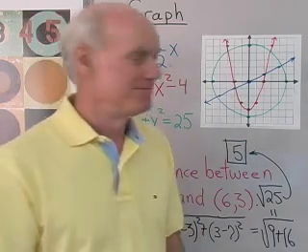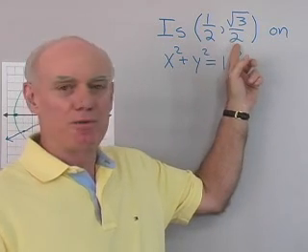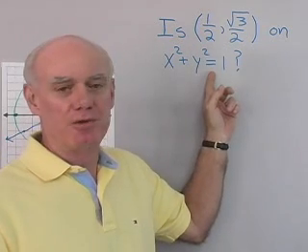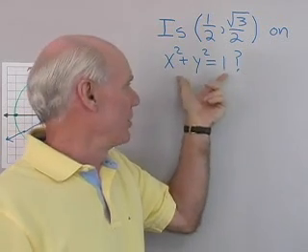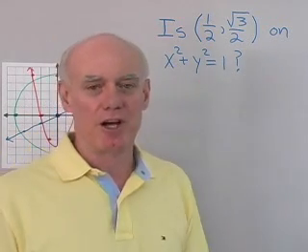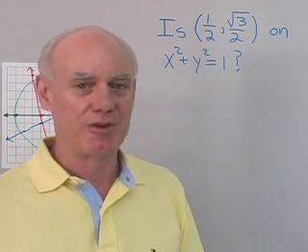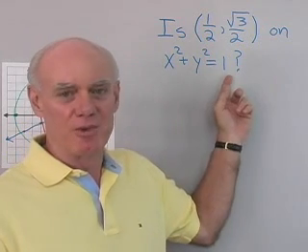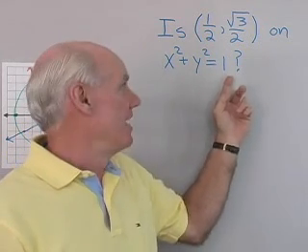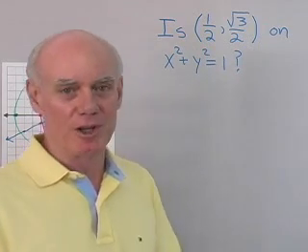Here's another problem. We want to show that the point 1/2, square root 3 over 2 is on the unit circle, which has an equation of x squared plus y squared equal 1. Now we're going to be doing a lot of work in trigonometry with the unit circle, so the more familiar you become with it, the better off you'll be. A nice simple circle centered at the origin and the radius is 1, so it doesn't get any easier than that. But we want to know, is this the type of point that we're going to find on the unit circle? Well, let's find out.